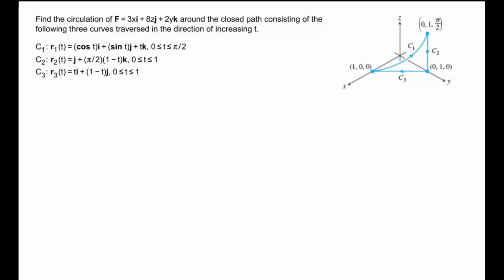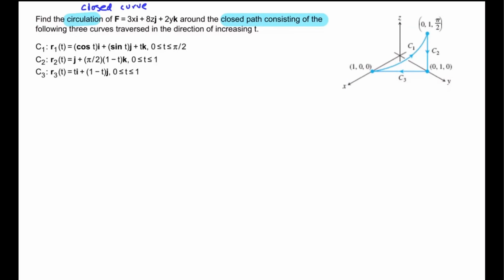Here's another example for you. We are going to find the circulation of this vector field around the closed path that consists of the following curves. So every time you're looking for circulation, remember we're looking at a closed curve. So we have a closed curve, and the curve consists of these curves. So we're going to be integrating along C1 and then along C2 and then C3, and we add them up.